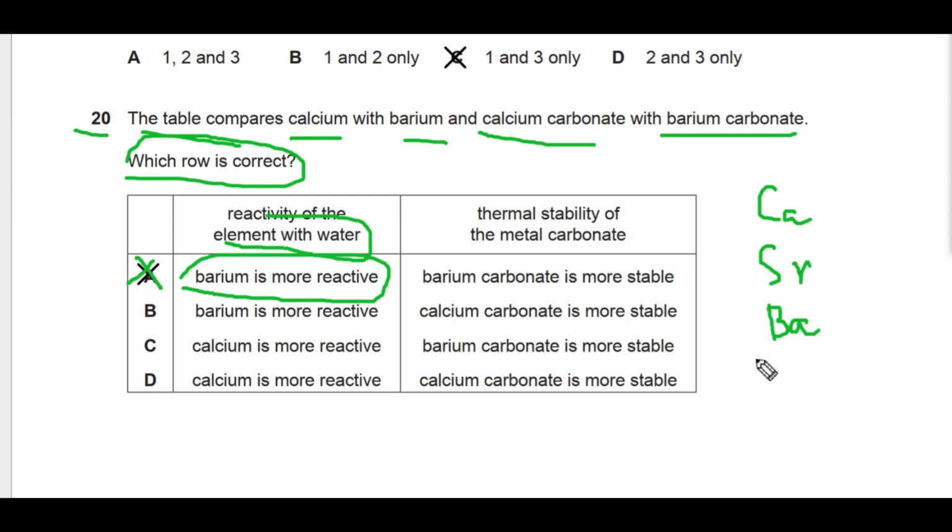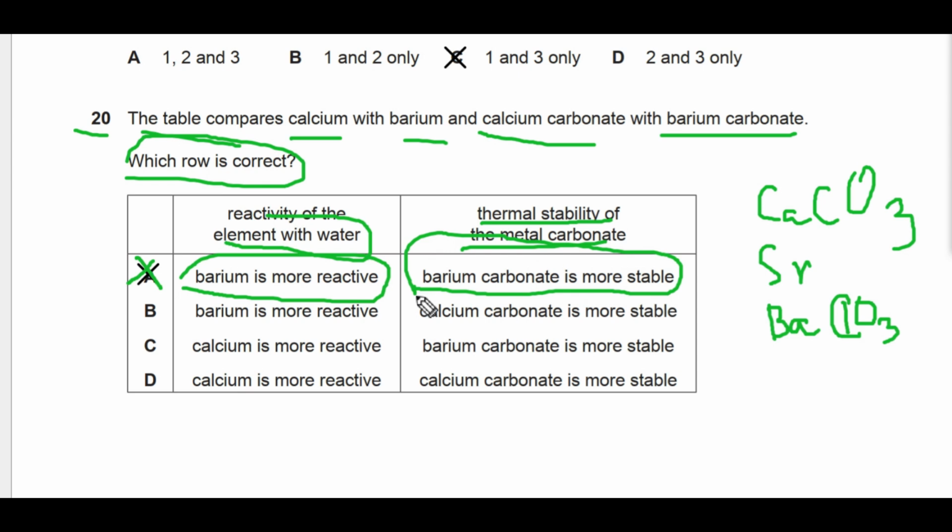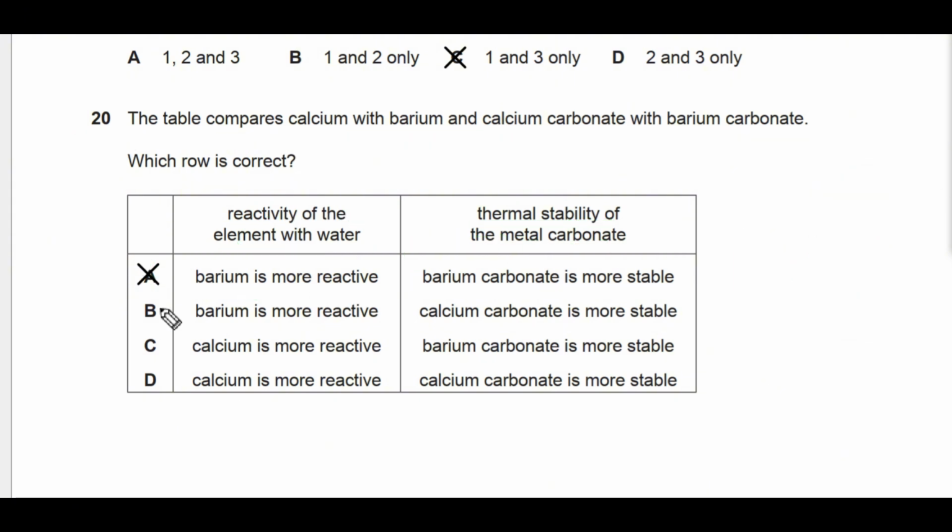You know for group 1 and 2 metals, down the group reactivity increases because shell number increases, so the outer electron goes far away from the nucleus, and the electron is lost more easily, meaning more reactive. So A is the right answer. And thermal stability of metal carbonate, calcium carbonate, barium carbonate: you know group 2 carbonate thermal stability increases down the group, so barium carbonate is more thermally stable, because barium carbonate is below calcium carbonate. So A is the right answer.